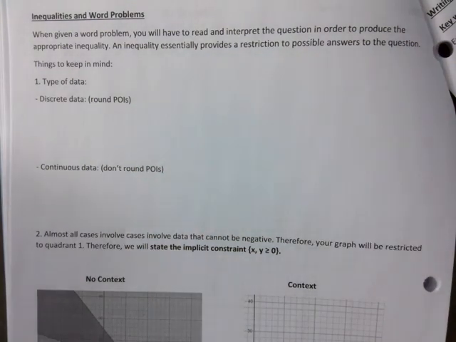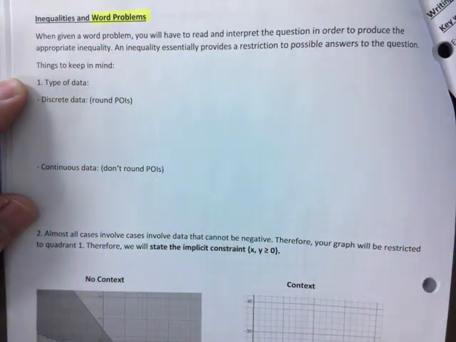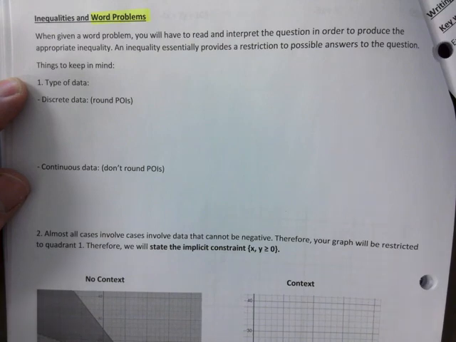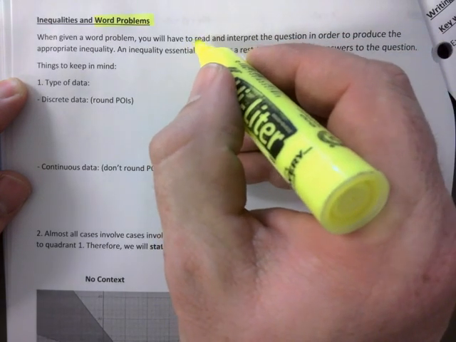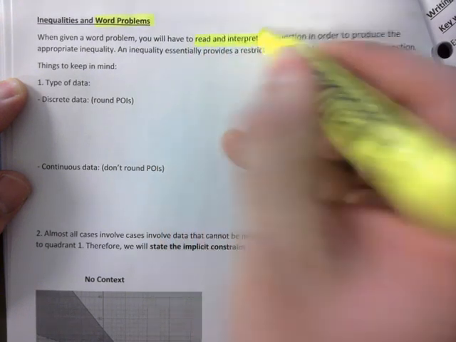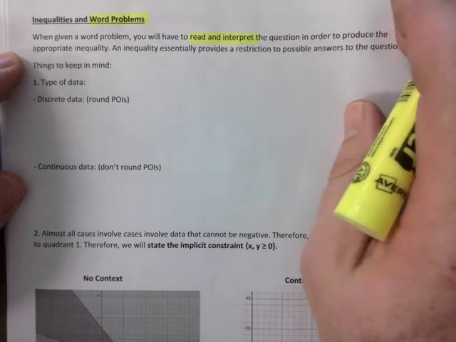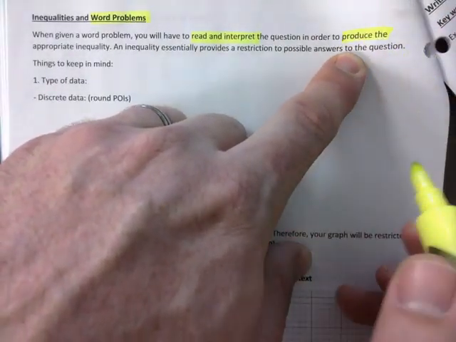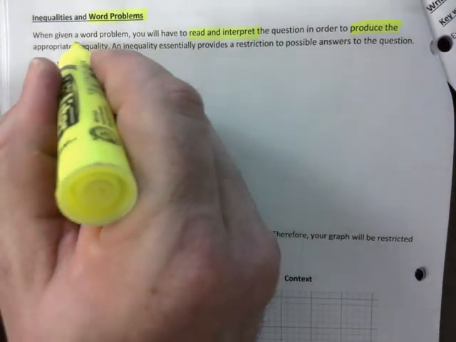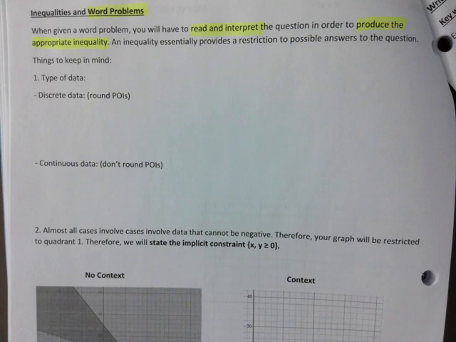Here we go. I'm going to have a highlighter going here. So anyways, inequalities and word problems. Obviously, when you have word problems, you'll have to read and interpret the question in order to produce, watch this part, this is probably the new piece here, the appropriate inequality. You're going to have to come up with the inequality.